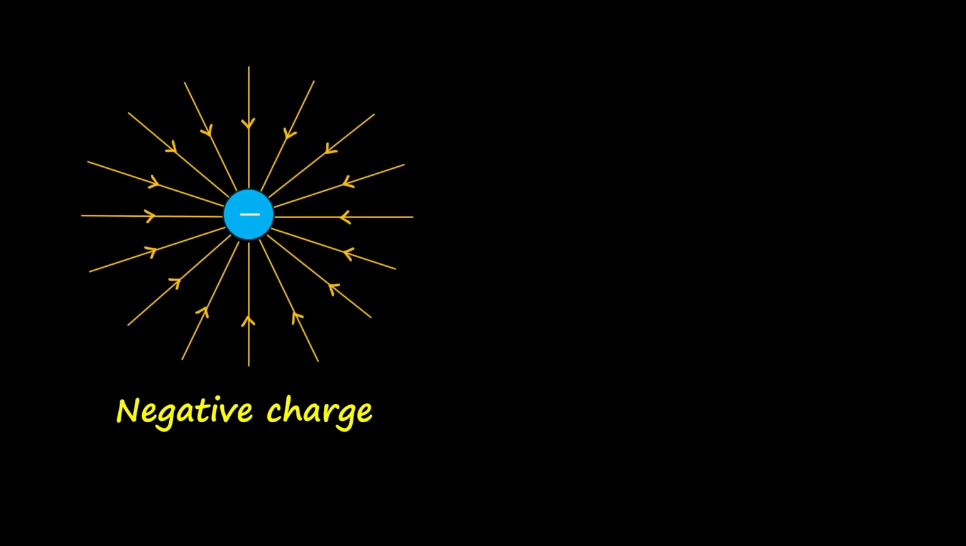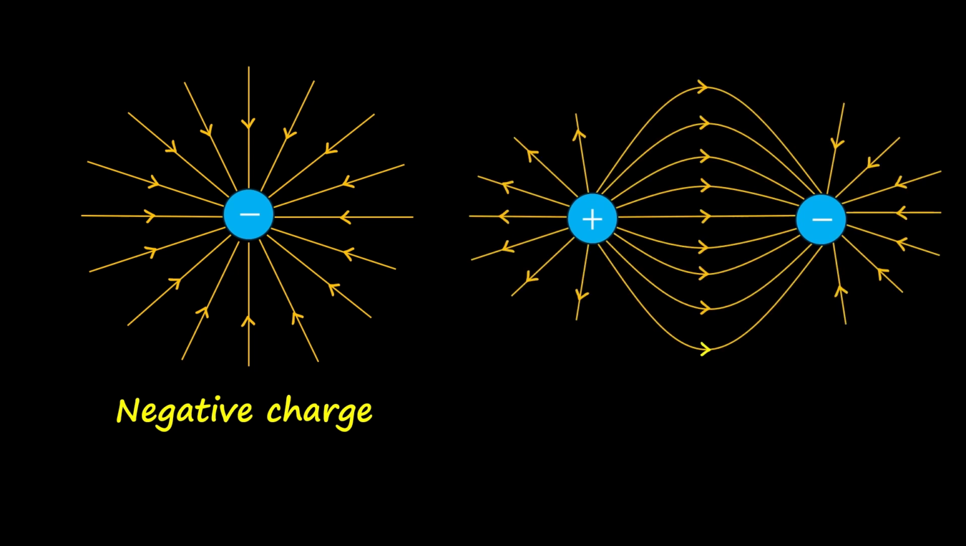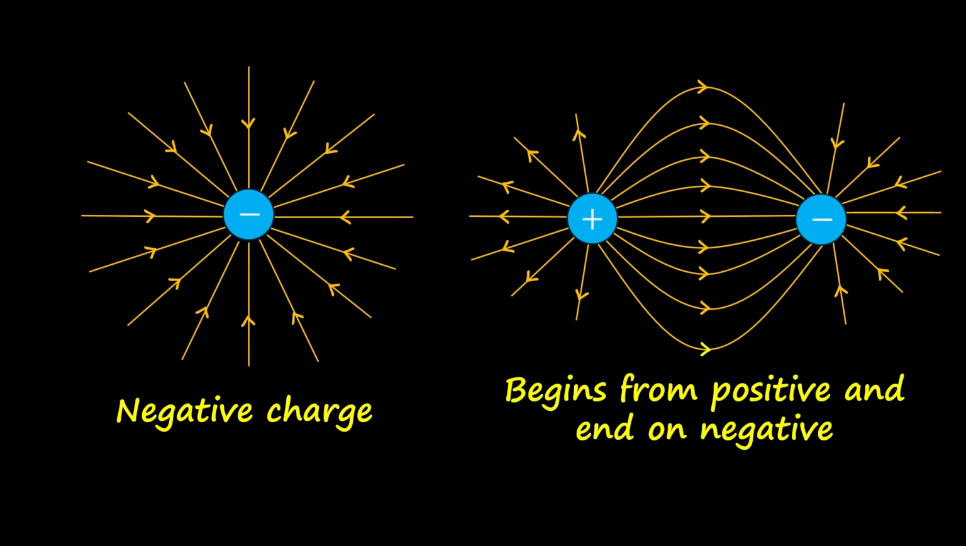Now if I have a negative charge, then the electric field lines will look like this. But if I have a system consisting of a positive charge and a negative charge, then the electric field lines will look like this. Because the electric field lines originate from the positive charge and they end at the negative charge.